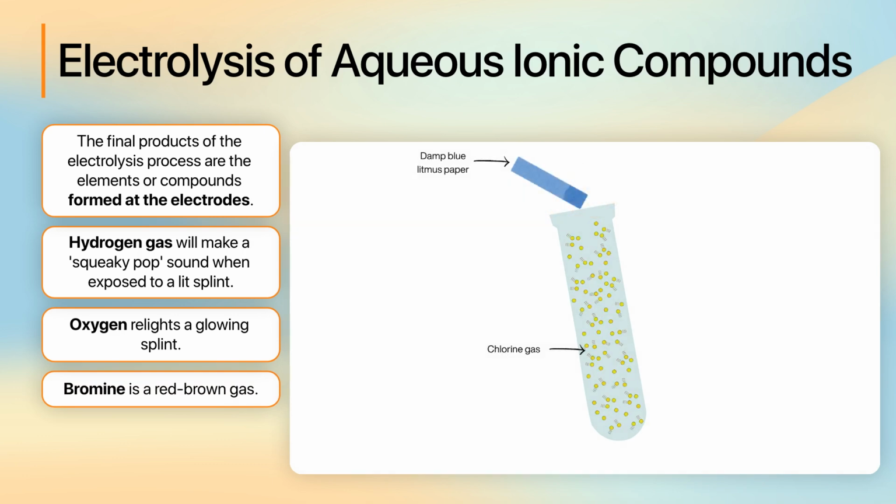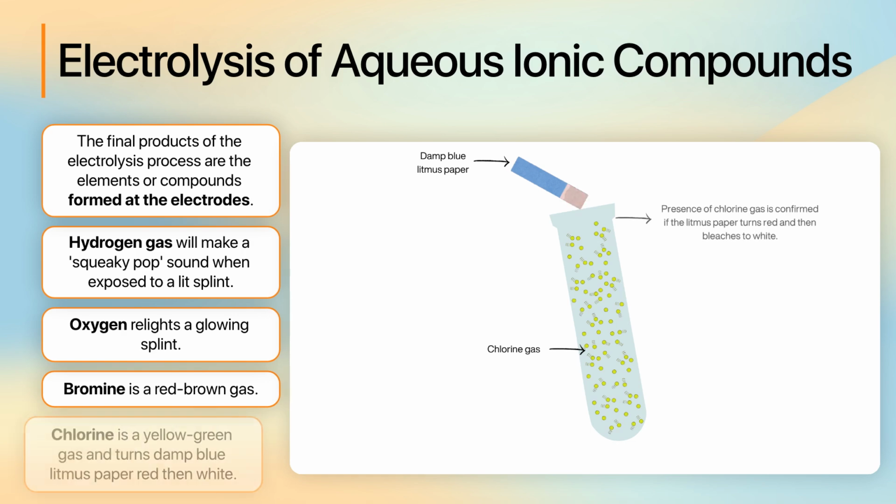Similarly, chlorine is a yellow-green gas. This can be confirmed by exposing the produced gas to damp blue litmus paper. Presence of chlorine gas is confirmed if the litmus paper turns red and then bleaches to white.